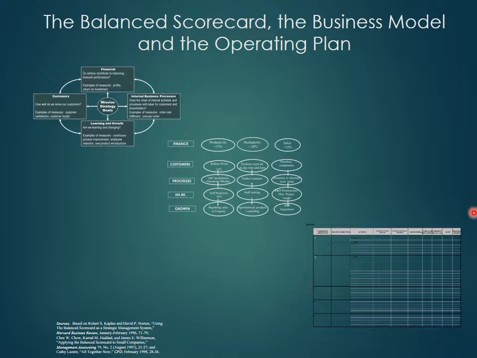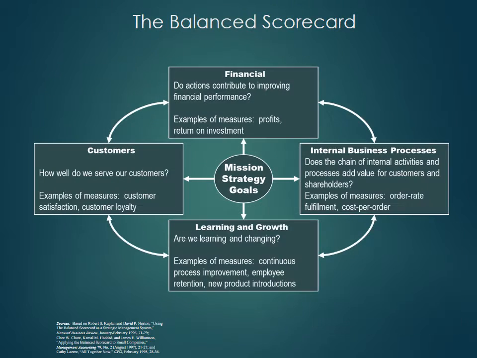And the operating plan is a more practical tool, if you want, mostly to guide you in the implementation of your plan. This is the balanced scorecard. You explained it very well, so I don't have to repeat. But you see all these dimensions: financial, internal processes, learning and growth, customers, and everything has to follow the mission, the strategy, and the goals. You know this very well.